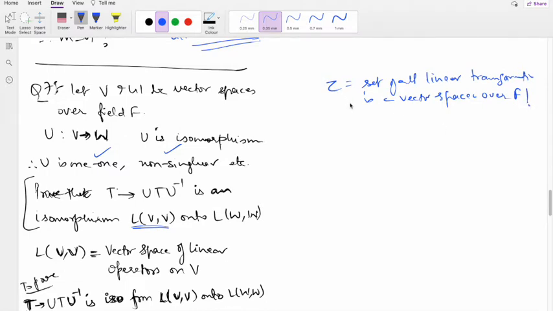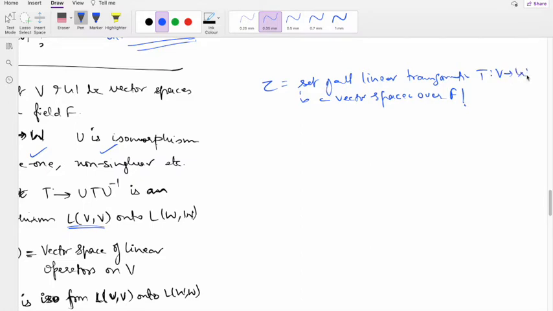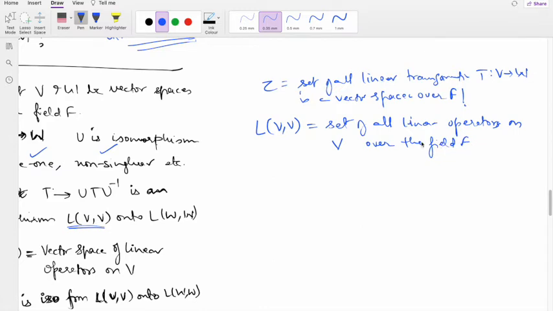We saw this. Now let's say I constrain myself to only linear operators. So we said linear transformations T which go from V to W, where V and W are again vector spaces over the same field F. So I'll use L of V comma V to denote the set of all linear operators on the vector space V, again over the field F. This is also a vector space, by definition, because it's a subspace of the space of all linear transformations. Again, we can prove that by using the usual subspace theorem. So this is a vector space in itself.